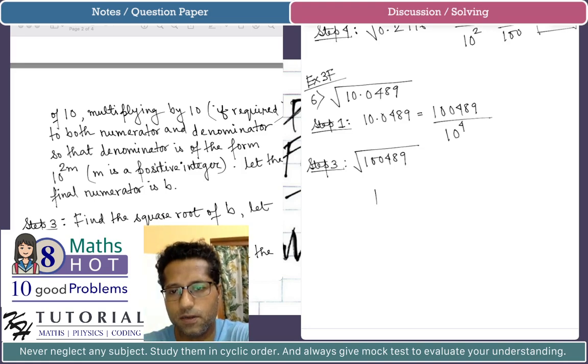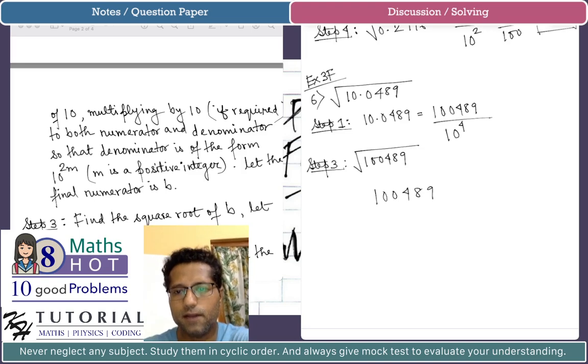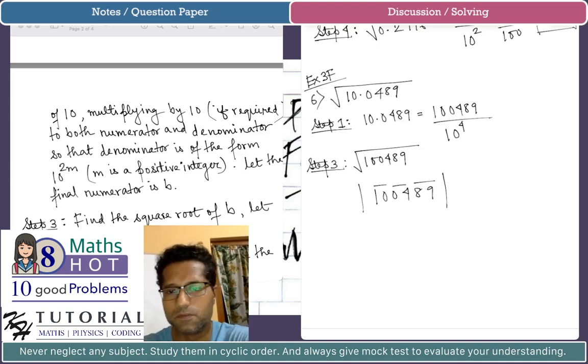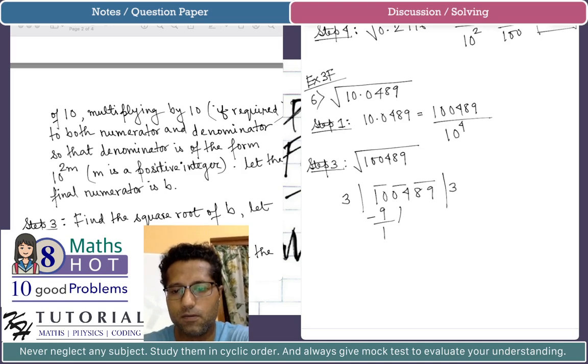So we have 100,489. We create the periods, that is pairs of digits from the right-hand side. We have 89, 04 and 10. We start the division from the leftmost period, that is 10. Obviously the divisor will be 3. 3 into 3 is 9. Subtract 9 from the leftmost period, we get 1. We bring down the next period, that is 04.